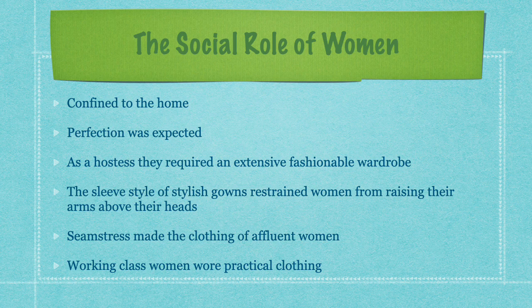Due to the sleeve style of stylish gowns, women who wore these gowns during the 1830s and 1840s were incapable of raising their arms above their heads. Working class women wore practical garments made out of inexpensive fabrics. Their dress was in line with the basic style lines and silhouettes of that period. Perfection was expected of middle class women.